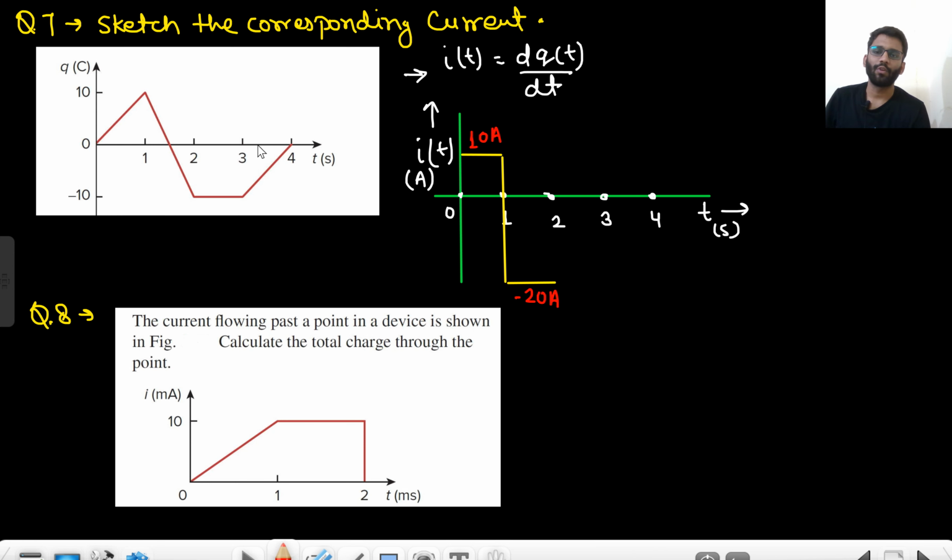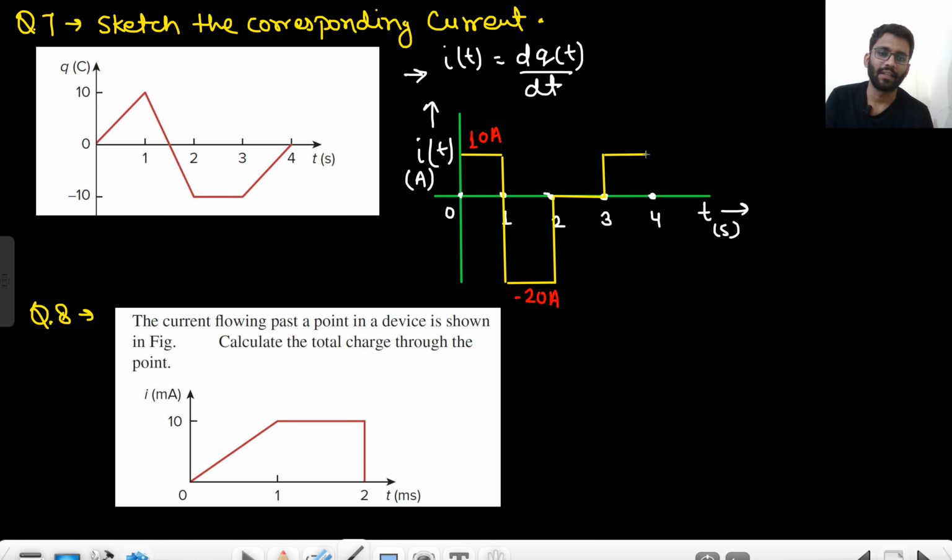From 2 to 3, the q is constant. So what is the slope? 0. So the slope is 0. From 3 to 4, what is the slope? It is a positive slope, right? And what is the value? 10 by 1. So that means it is also 10 ampere.